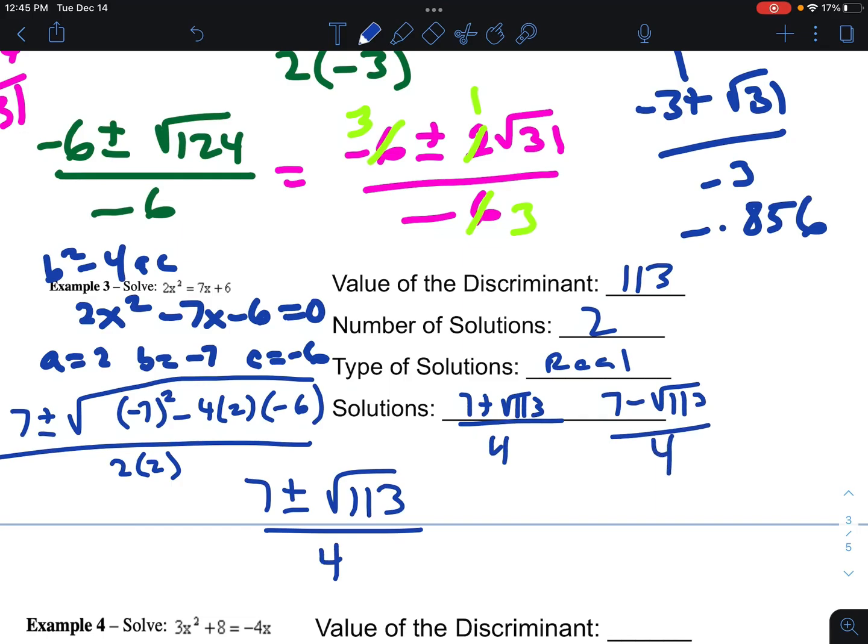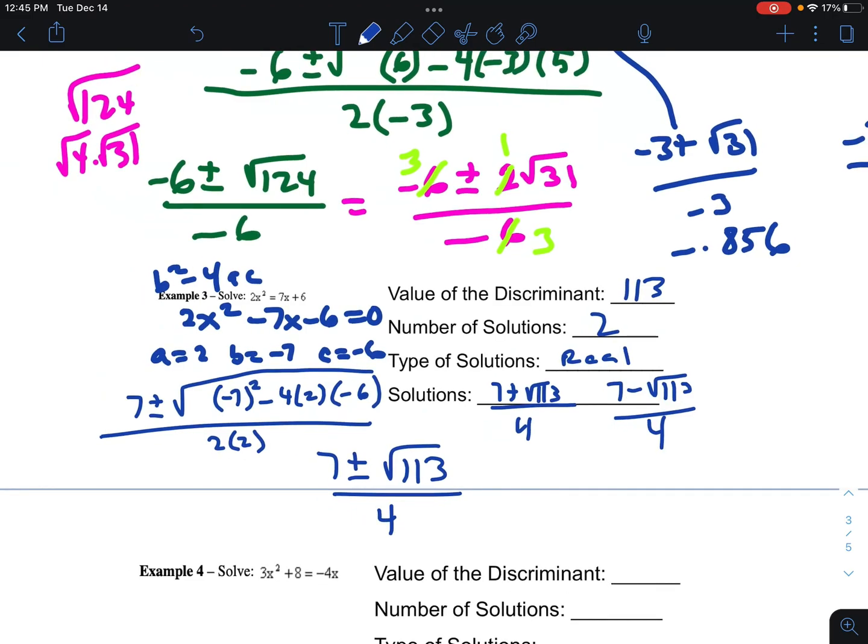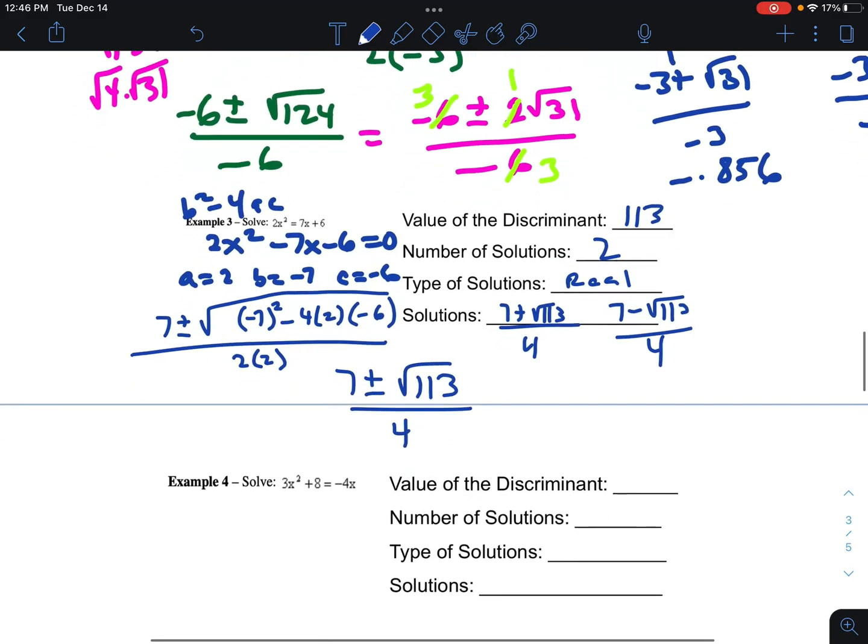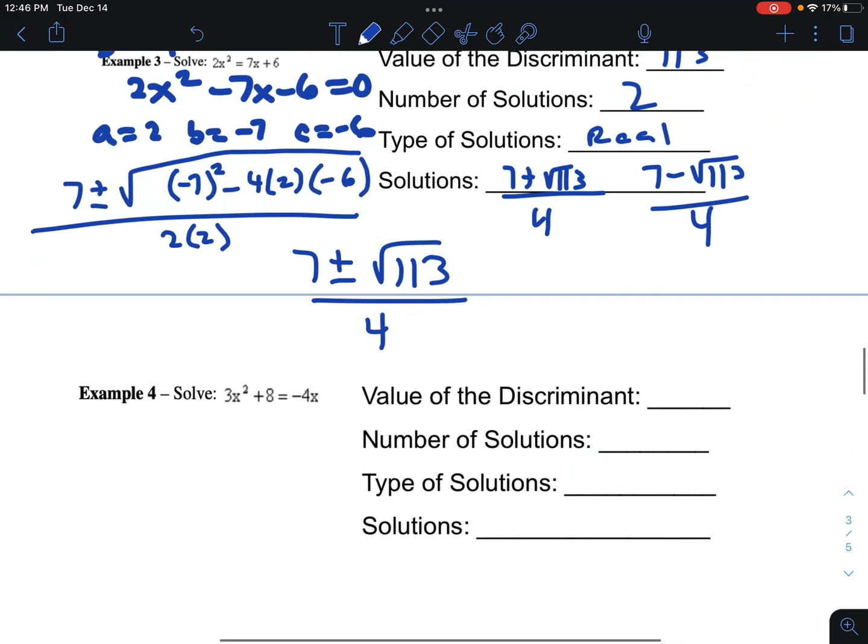Yeah, I tried all the weird ones. Don't have to go much past 11 because 11 squared is 121, so the square root of 113 is in between 10 and 11, so that's that. And then you can approximate those. I'm looking at example 4 because I want to do a negative one quick.